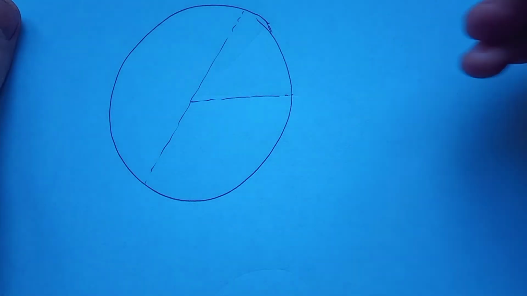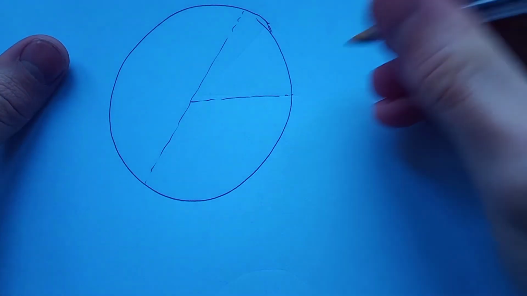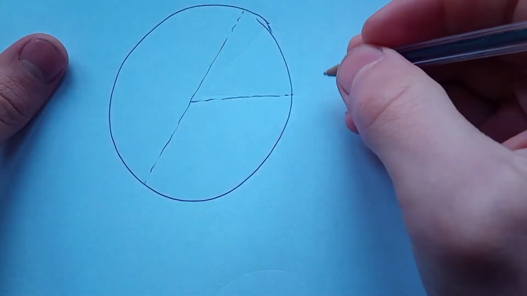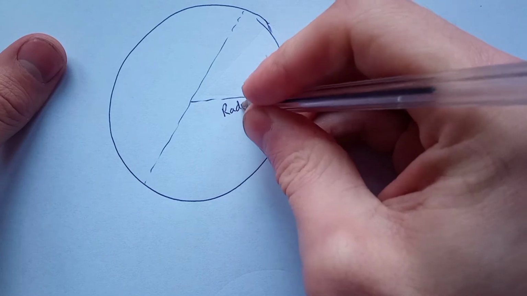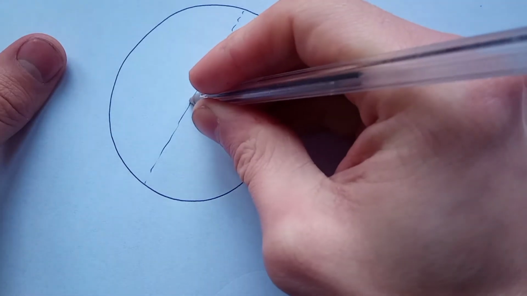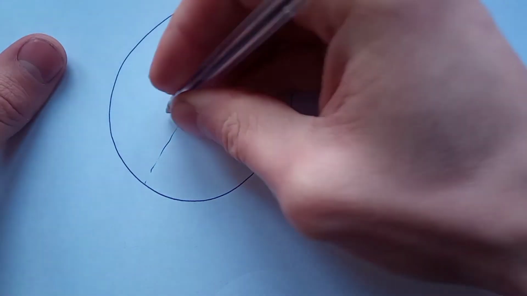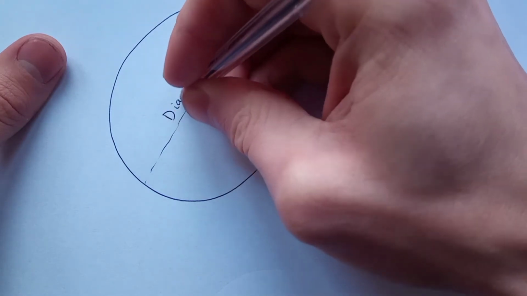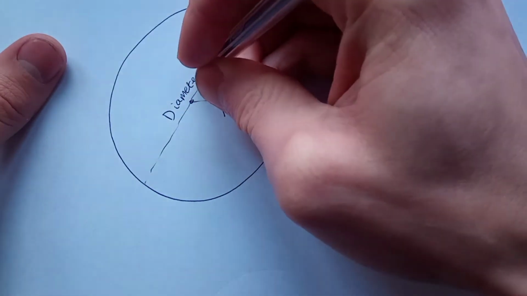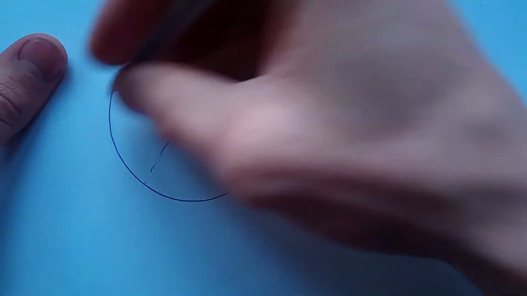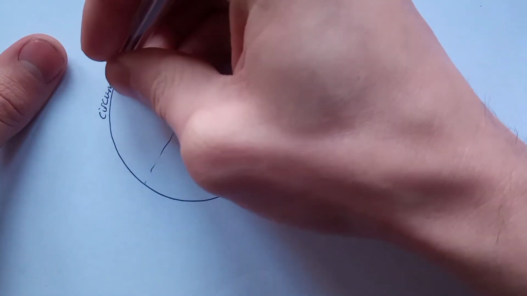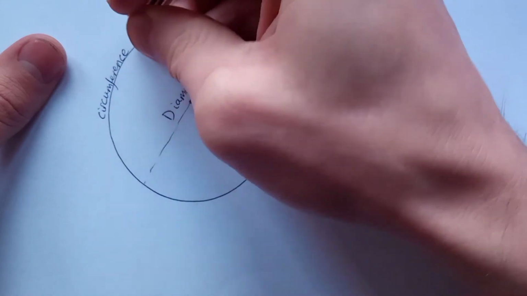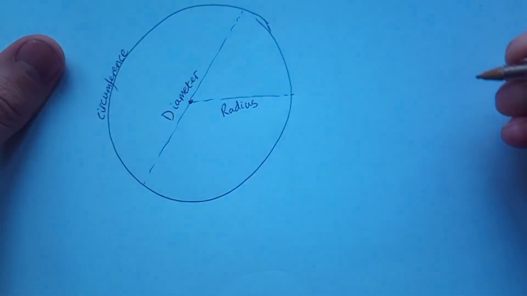So this is the second part to this that we're building up, the second lesson, but we're going to recap a few things. So here's our circle again. We have our radius, our line that goes from our center to the edge. Our diameter is our line that goes all the way across. Last time we talked about the circumference, which is all the way around the outside.